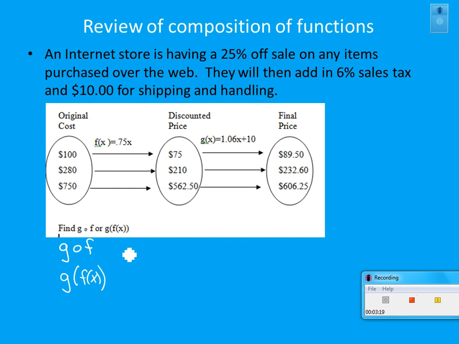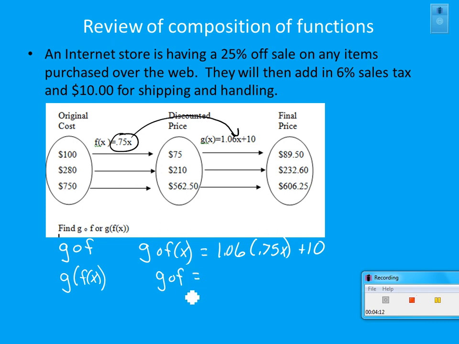I would like to go ahead and find g composition f of x. So here's what I'm going to do. Let me switch ink on you here. I'm going to pick up the function of f, and I'm going to place it into the function of g wherever I see a variable. And then I'm going to simplify it. So it's going to look like this. I'm going to pick up that 0.75x and place it into here. So I'm going to have 1.06 times 0.75x plus 10. And then now I'm going to simplify this. So I get g composition f equals 1.06 times 0.75, which would be 0.795x plus 10.